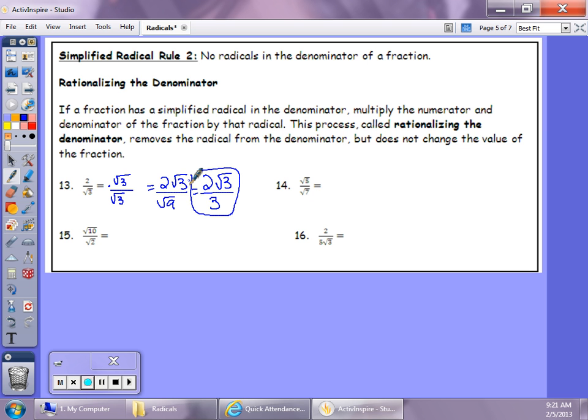For example 14, even though there's a radical in the numerator and a radical in the denominator, the process is exactly the same. So root 7 is a simplified radical. To get rid of that, we are going to multiply both the numerator and denominator by root 7. So root 5 times root 7 is root 35. And then root 7 times root 7 is root 49. And we know that the square root of 49 is going to be 7.